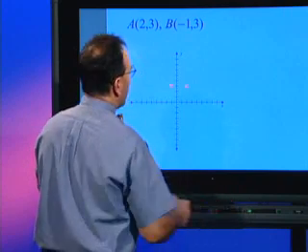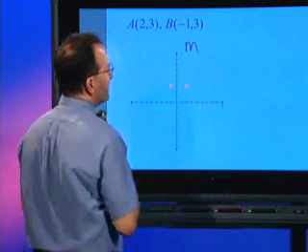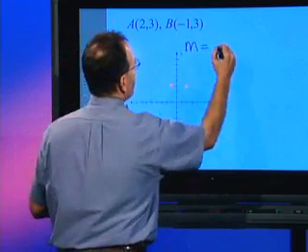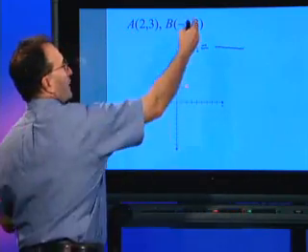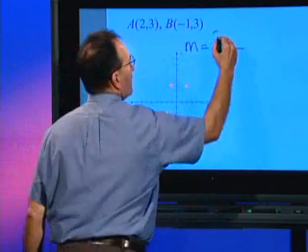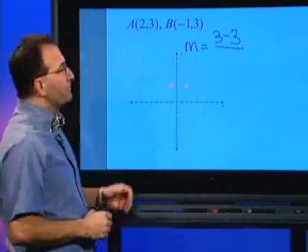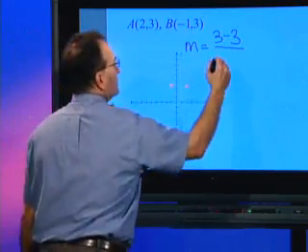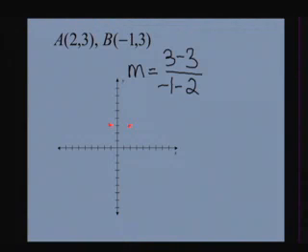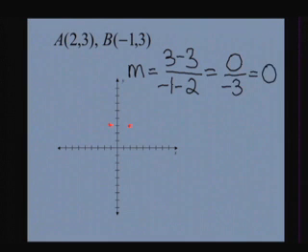Next, we want to find our slope, and our slope, which we use the m for, is equal to the top, which is the change in the y coordinates, so it's 3 minus 3, and then divided by the change in the x coordinates, so that would be negative 1 minus 2. On the top, we have 3 minus 3, which is 0. And on the bottom, we have negative 1 minus 2, which is negative 3, which, of course, we don't need to write because overall our slope is 0.